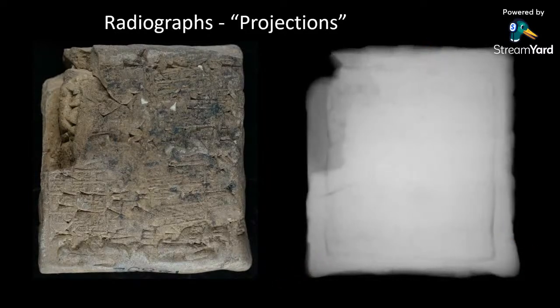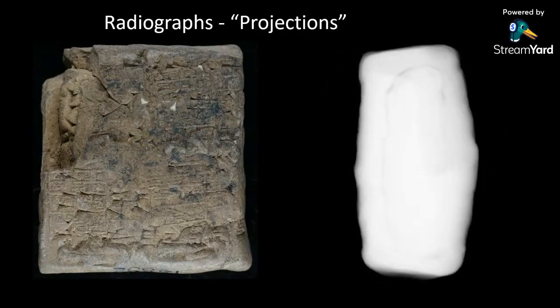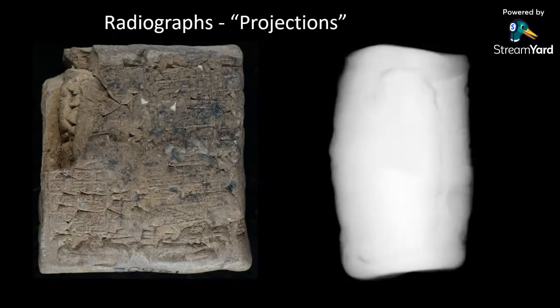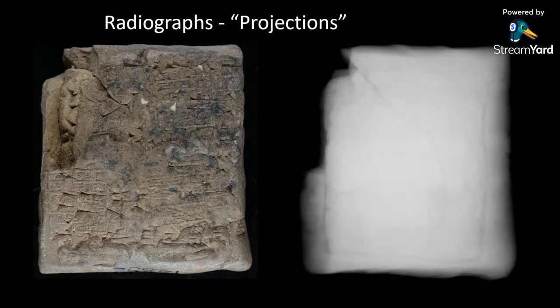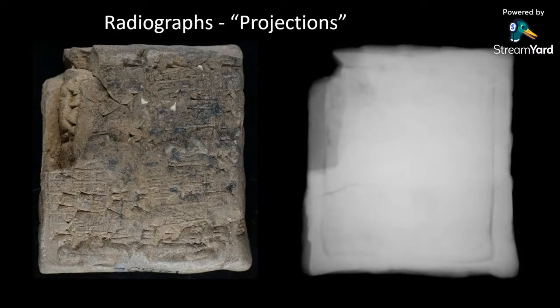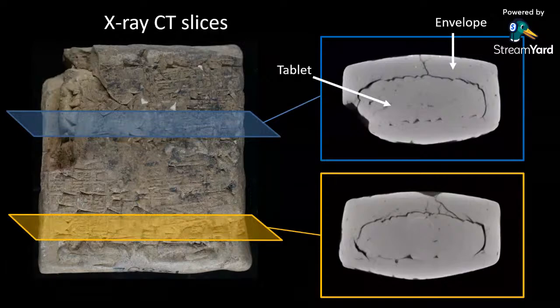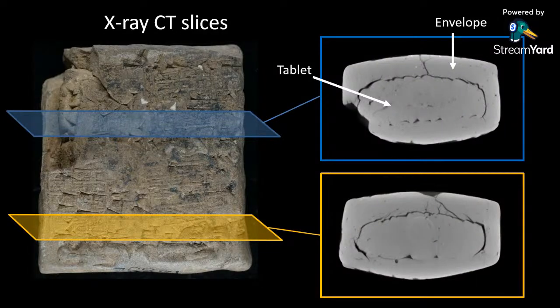And these are my projections. These are the raw data that I use to make my CT scan. So that's 360 degrees of images around the tablet. And again, we still don't see any writing there. So this is what we then end up with. We end up with a series of slices, just like with the human body image I showed earlier. I've just picked a few out to give you an example. So there's a blue and a yellow cross section through the center of the tablet and the envelope. And hopefully you can see that same outline around the tablet there.